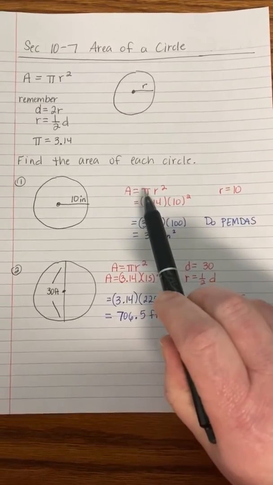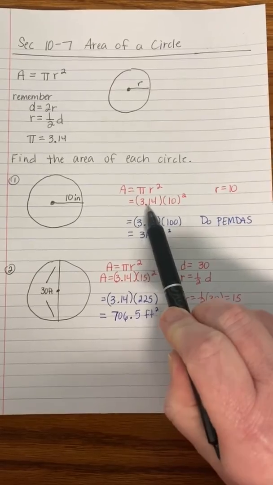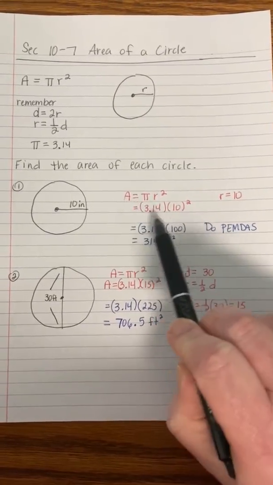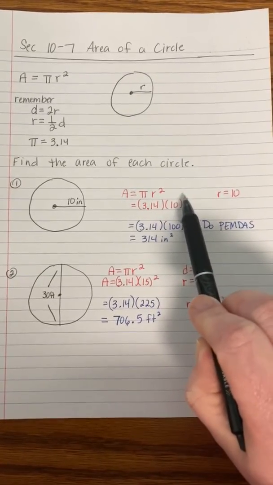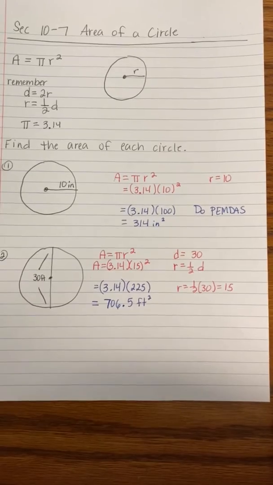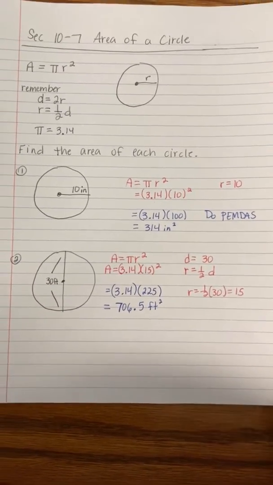All right, so I'm going to replace pi with 3.14. I'm going to replace my r with 10. Notice I did put both of them in parentheses. Don't forget your little squared up there. And then all you have to do is order of operations. Please excuse my dear Aunt Sally.